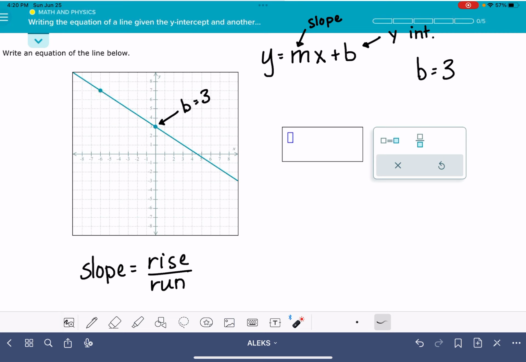So for these 2 points, to get from one to the other, and it doesn't matter if you start at this point and go to this one, or if you go the other way, start at this point and go to this one, you're going to get the same slope either way. I'm going to start here.